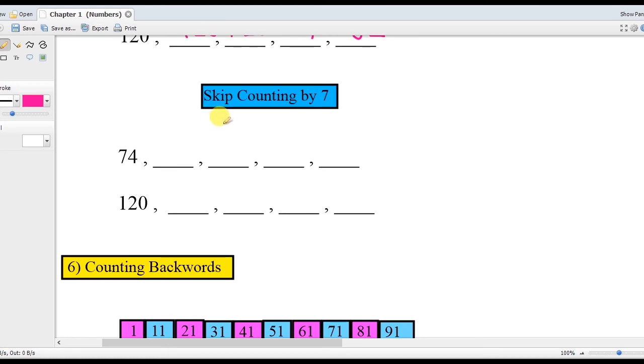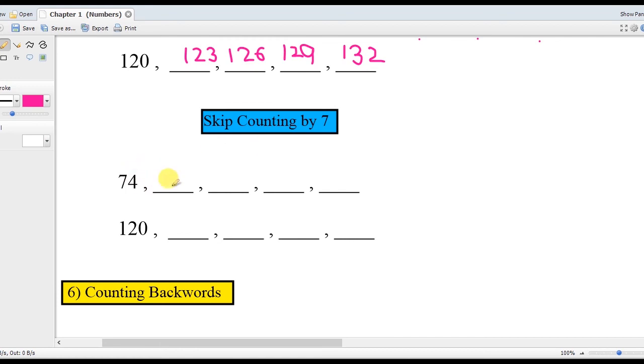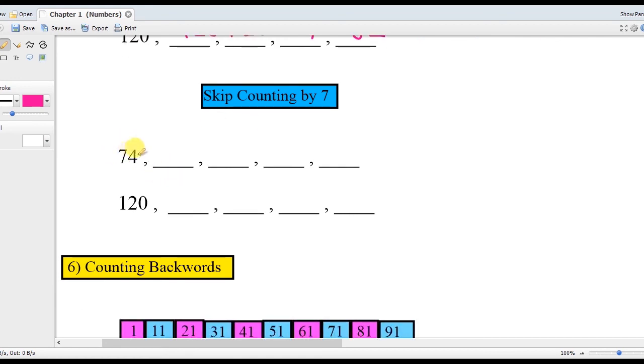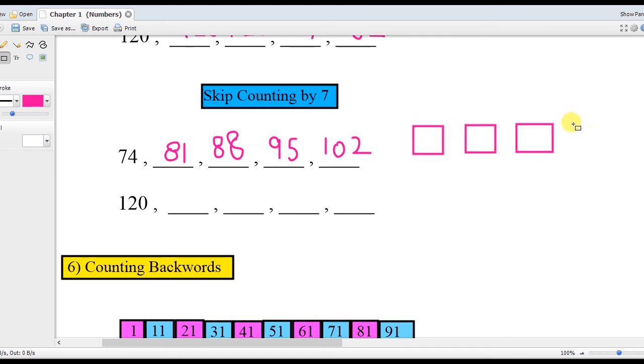Okay, now the next is skip counting by 7. You have to solve these two questions with the same pattern. So let's solve it for now. So basically what we are doing is adding 7 to this number to get the next number. So I'm going to solve it directly, which is 81, 88, and then after that 89, 90, and 95, and 102, right? You can verify it by drawing the boxes and counting.